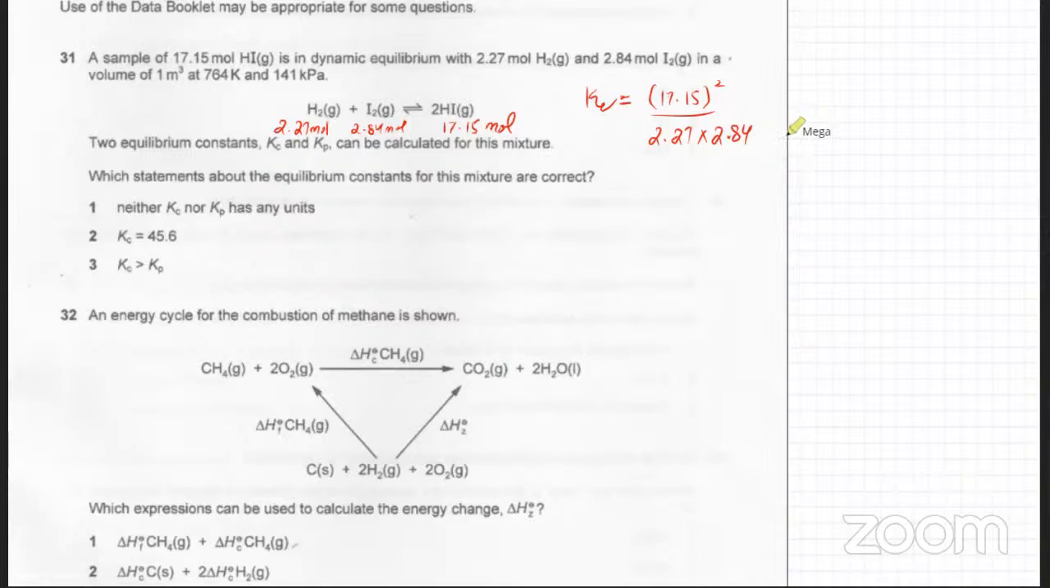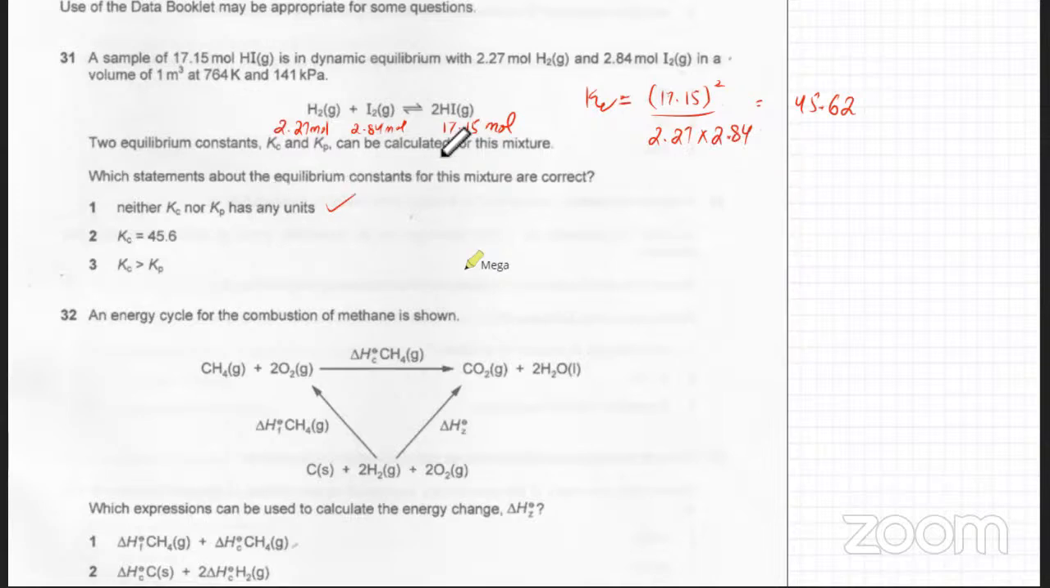45.62. So it's coming out to be 45.62. And would it have any units? No, sir. I said no units. This statement, the first statement, is definitely correct. It's got no units, right? Neither Kc nor Kp, because you have the same number of terms in the numerator and the denominator as well. So the terms are exactly the same, and they're going to get cancelled out. Concentration squared divided by concentration times concentration.